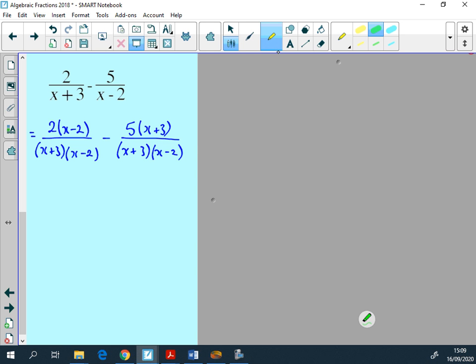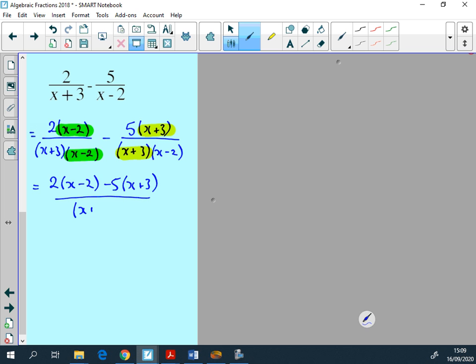So again, that x plus 3, I've multiplied it by x minus 2 on the bottom, so you've got to times it by x minus 2 on the top. And the same on the right-hand side. It started as x minus 2, I've times it by x plus 3, so I have to times it by x plus 3 on the top. Whatever you do to the bottom of your fraction, you have to do to the top. I write it as one fraction, just like the ones I did before.